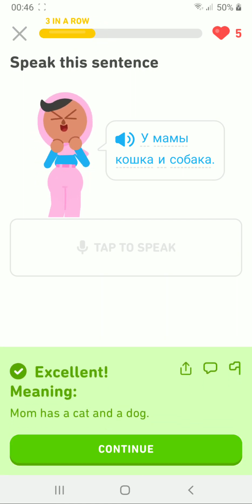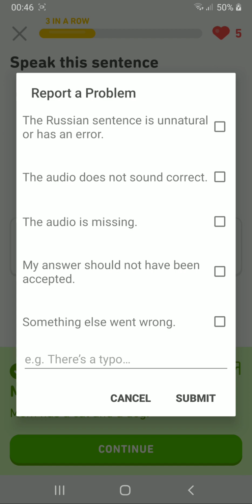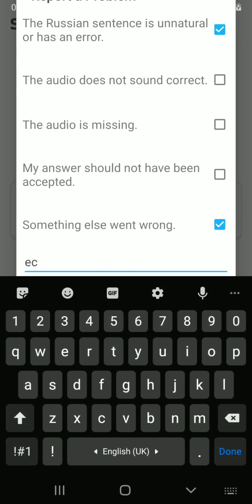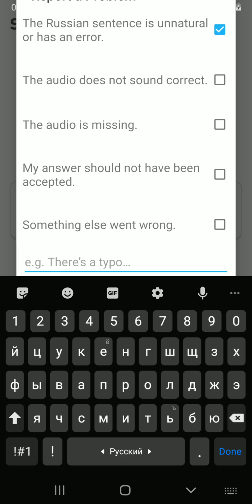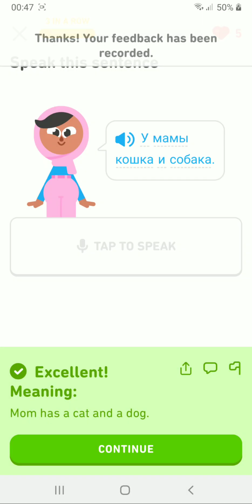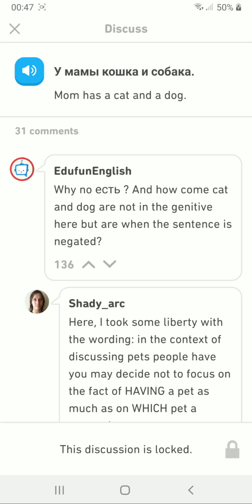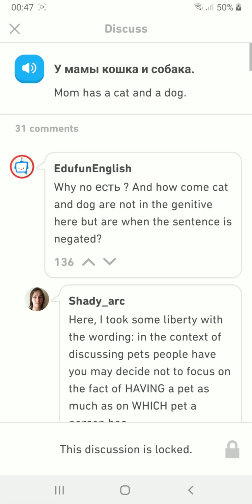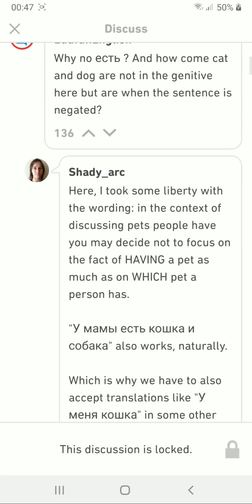And let's write that the Russian sentence is unnatural or has an error. Let's write it. I mean, jest is missing. Yeah, then I will submit it. But let's check if some people have already been speaking about this. Why no jest? And how come cat and dog are not in the genitive here, but oh, when the sentence is negated. So here I took some liberty with the wording.